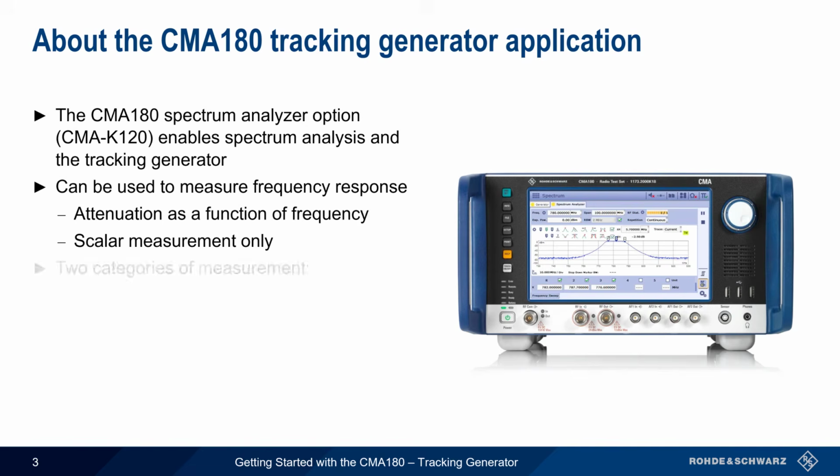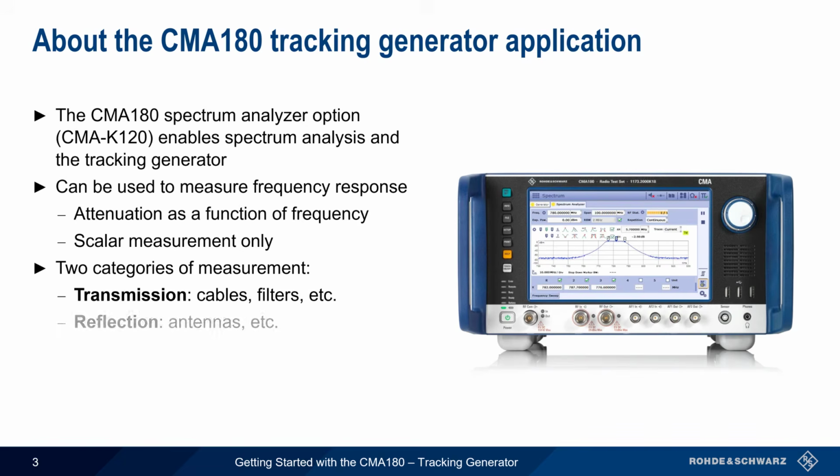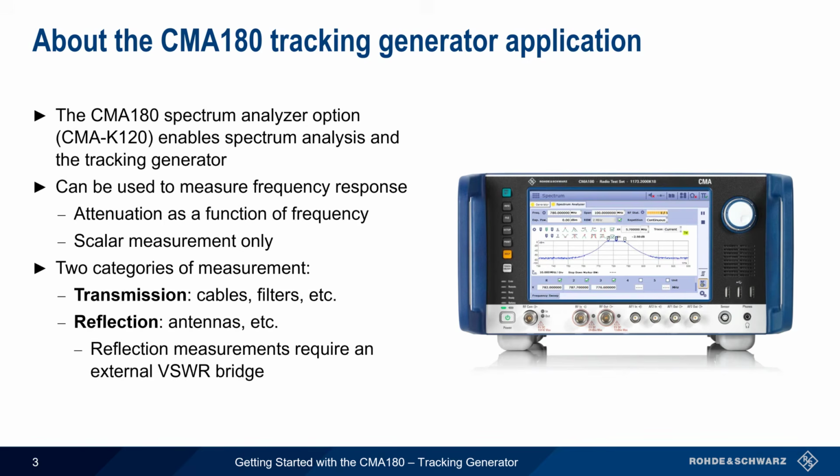Two categories of measurements can be made using the tracking generator. The first is transmission measurements, which measure the frequency response through a device, such as a cable, filter, etc. The second is reflection measurements, which are primarily used for measuring antennas. Because reflection measurements involve measuring both forward and reverse power simultaneously, an external device called a VSWR bridge is needed when making reflection measurements.